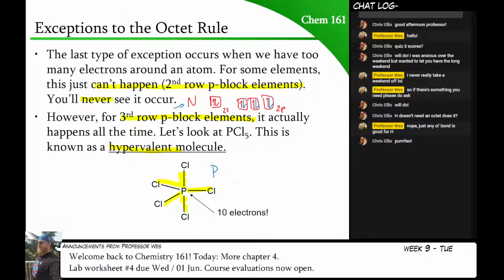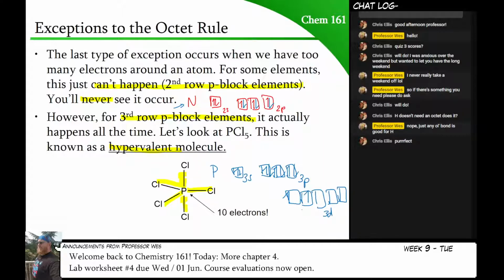But for phosphorus, I have d electrons and orbitals available. So phosphorus looks like this. And so what I do when I put in all these electrons is if I'm going to have 10 electrons around it total, that's just going to look like this. Because the d orbitals are available for n equals 3 or higher, you can make more than 8 electrons around the central atom possible.